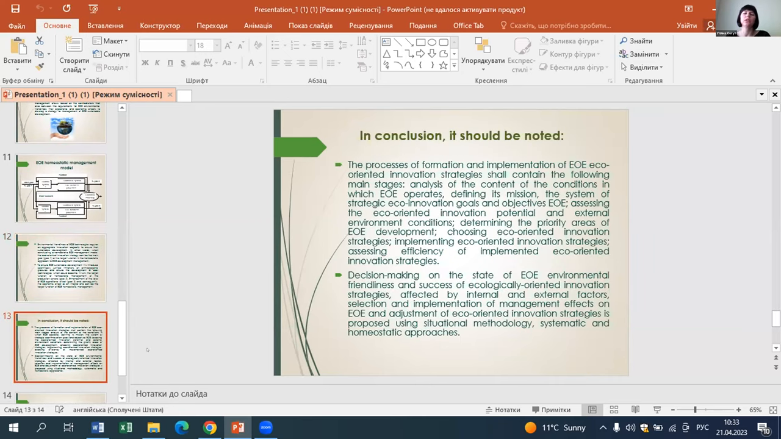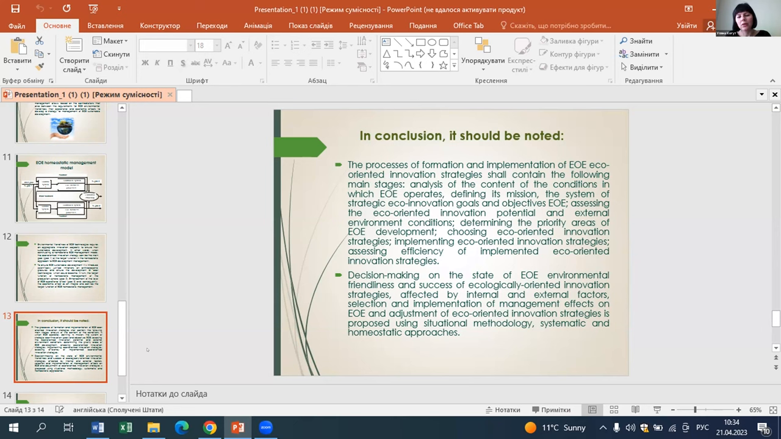And in conclusion, it should be noted that the process of formation and implementation of eco-oriented innovation strategies shall contain the following main stages: analysis of the conditions in which the enterprise operates, defining its mission, assessing the mission and the systems of strategic eco-oriented goals and objectives, assessing eco-oriented innovation potential and external environmental conditions, and implementation of the eco-oriented innovation strategy and its assessment.